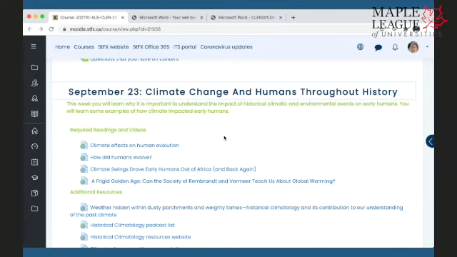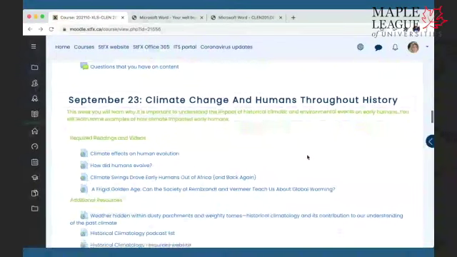What kind of decisions will people make? Will they be open and welcoming and respond in a human way, or will we see the worst in humans? So how will we be impacted by climate refugees and whatnot? So that's why we start to talk about here that yes, humans have been impacted by climate throughout history.